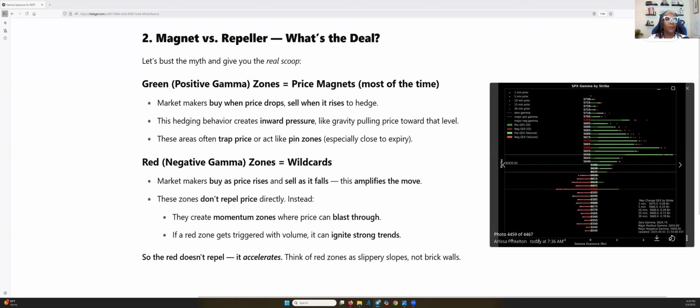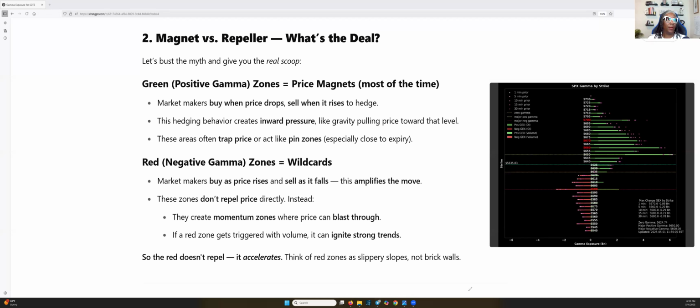The red negative gamma zones are like wild cards though. Market makers buy as price rises and sell as it falls, which amplifies the move. These zones don't repel price directly. Instead, they create momentum zones where price can blast through. If a red zone gets triggered with volume, it can ignite strong trends. So the red doesn't repel, it accelerates. Think of the red zones as slippery slopes, not brick walls.